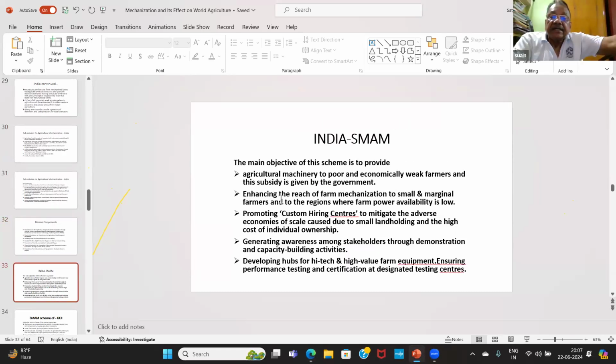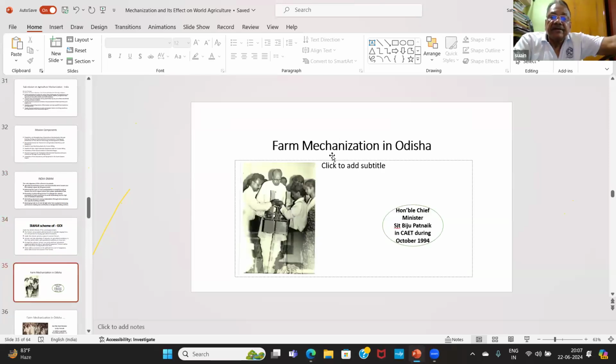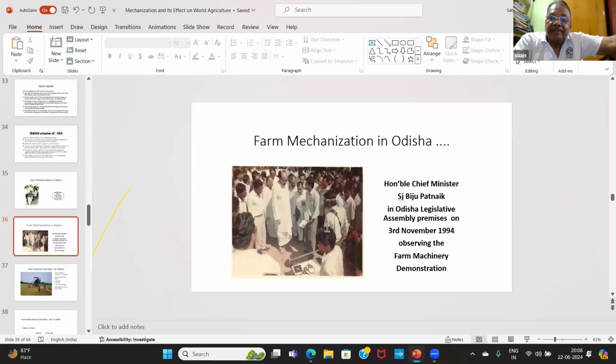Okay. I have given here, you see, Odisha farm mechanization. Let us see these slides. This is the visit of the then Chief Minister, Honorable Chief Minister B.J. Patnaik, to our college in October 94. He was very much interested in mechanization and categorically told agriculture, give me 10 agricultural engineers to be entrepreneurs. But unfortunately, all our efforts were in vain.